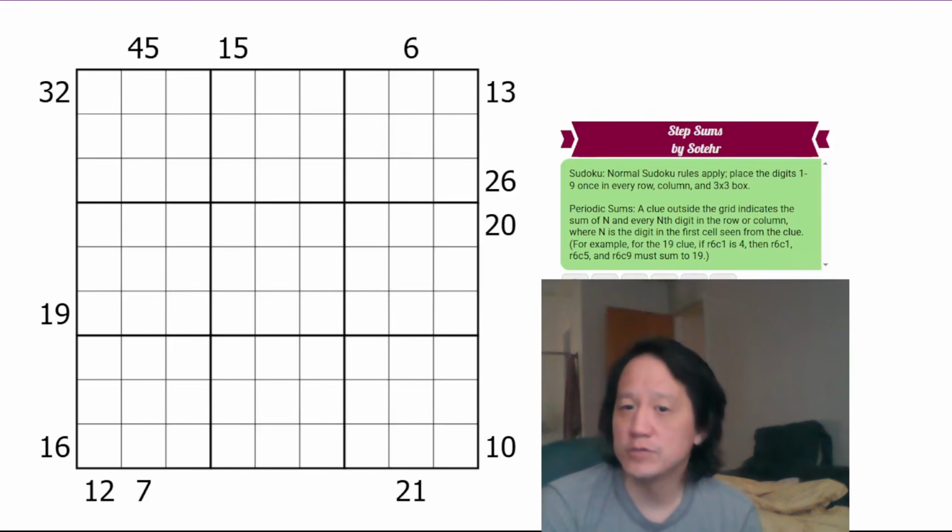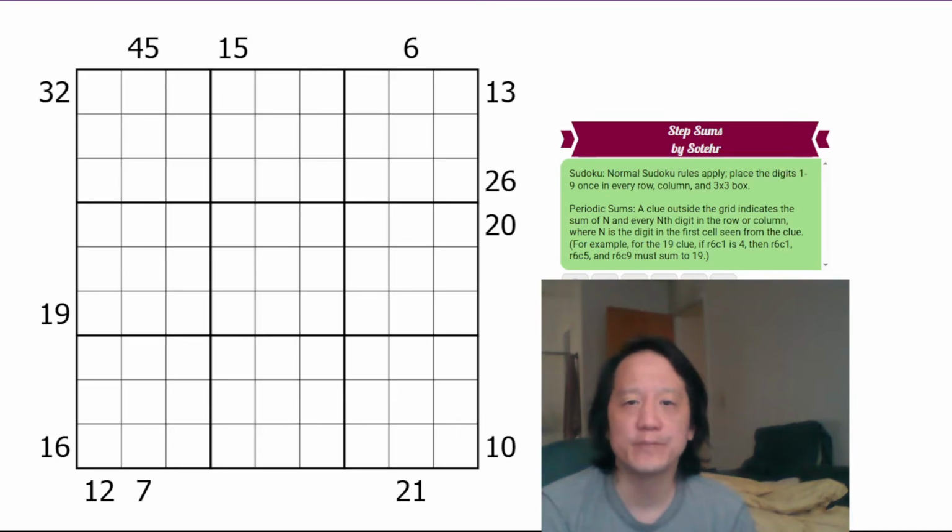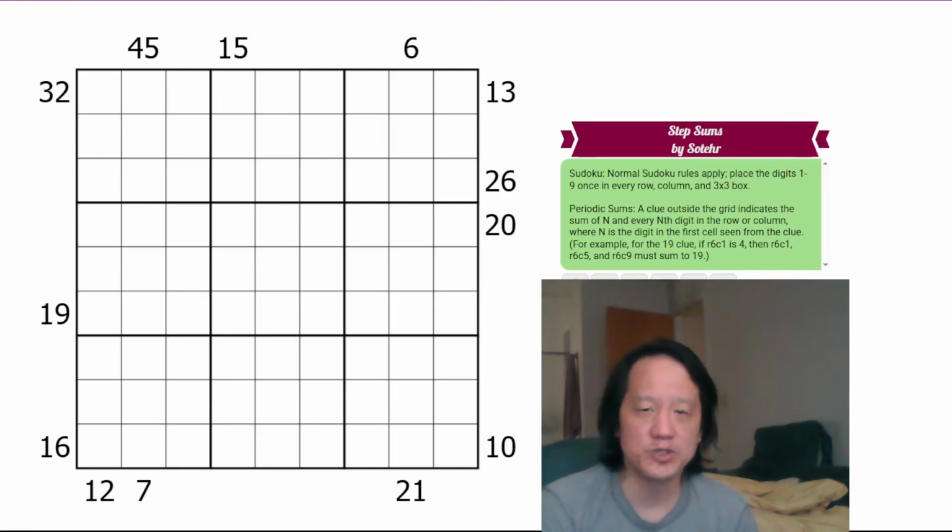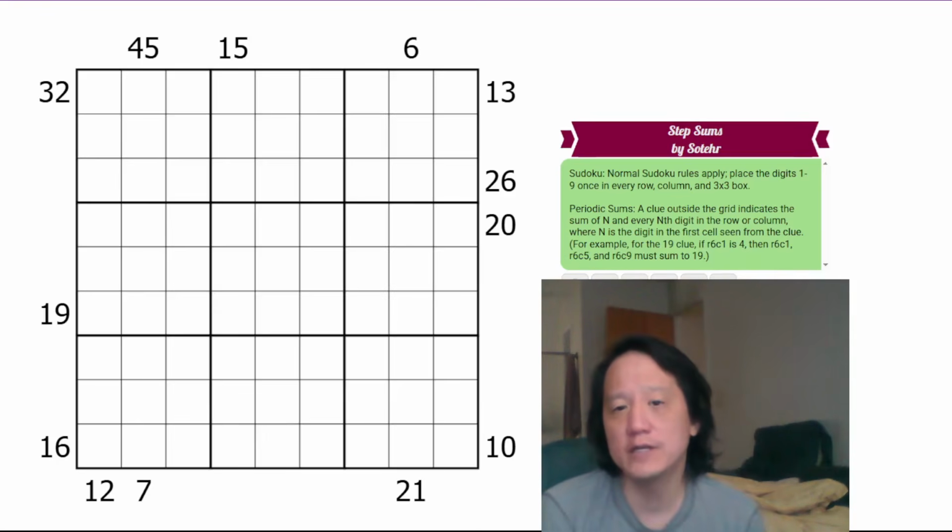And take that easiness with a grain of salt, because it's considered easy by the people on the Logic Masters Germany forum, and there's a lot of really smart people there. Today's puzzle is called Step Sums by Sotir, and here are the rules.